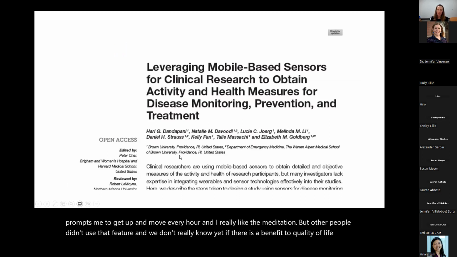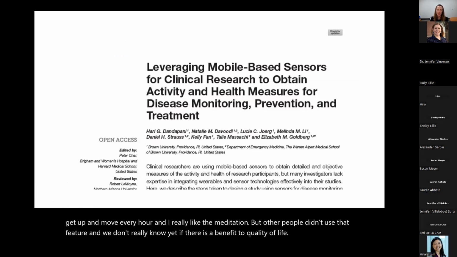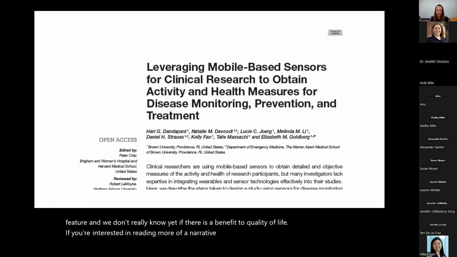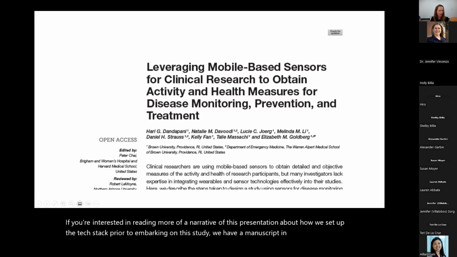If you're interested in reading more of a narrative of this presentation about how we set up the tech stack prior to embarking on this study, we have a manuscript in Frontiers in Digital Health that you can read.